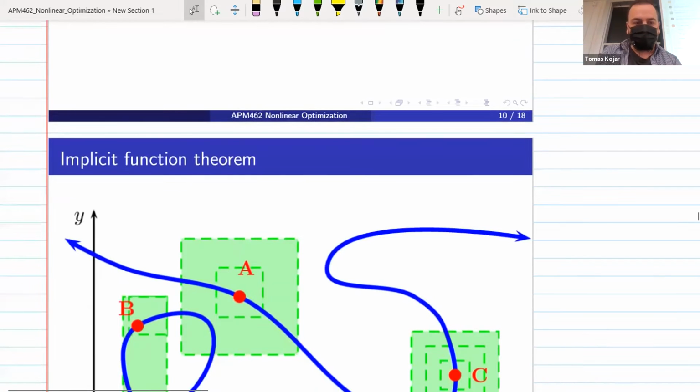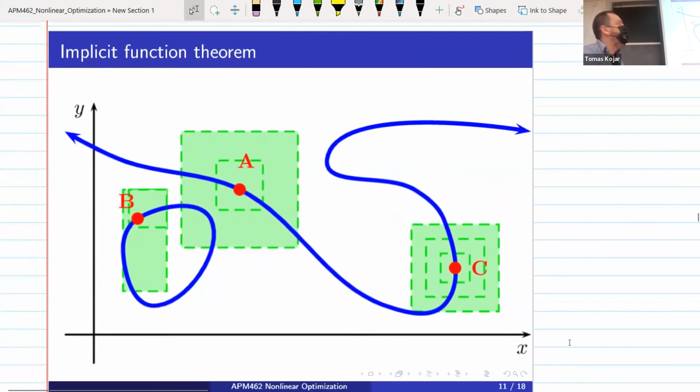All right, questions? Zoom people? All right. Now, another result we will use many, many times in Lagrange multipliers is called the implicit function theorem.